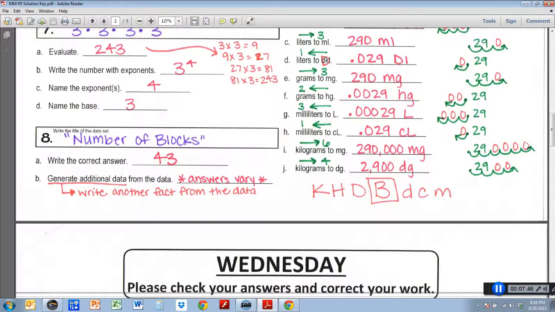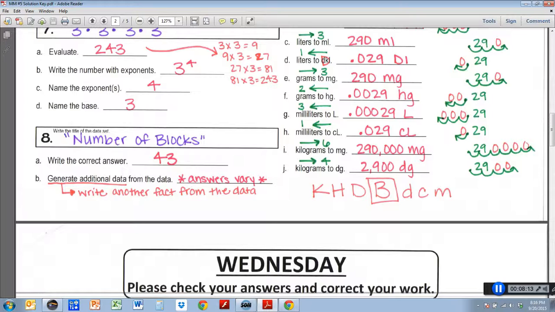The way that we remember this is King Henry died by drinking chocolate milk. And you'll see that I put a big box around B. That B stands for base. So that's our meters, our liters, and our grams. Anytime you just see meters or liters or grams, you're going to start right here at the base. Now this is kilo, like kilograms, or kiloliters.